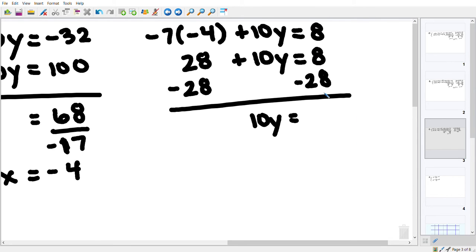What is 10y equal to? If I subtract, I should get a negative 20. Divide by 10. Y is negative 2.